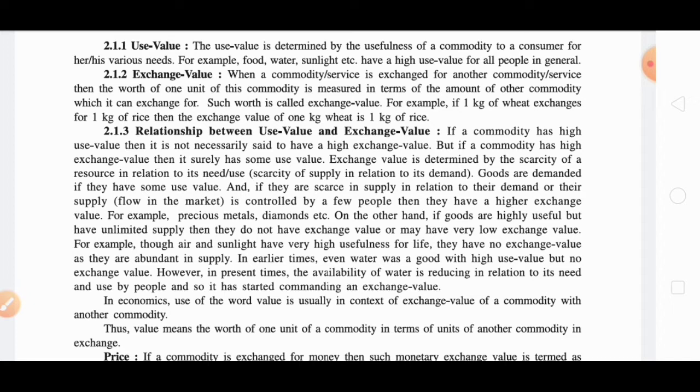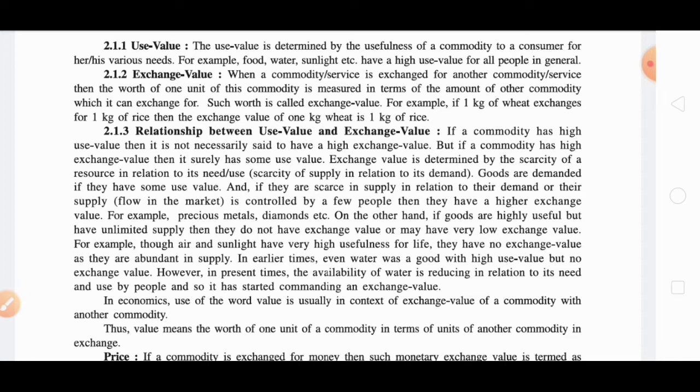So let's start with the theory part. When a commodity or service is exchanged for another commodity or service, then the worth of one unit of this commodity is measured in terms of the amount of other commodity which it can exchange for. So first of all, the definition given here for exchange value is similar to the meaning of barter system.